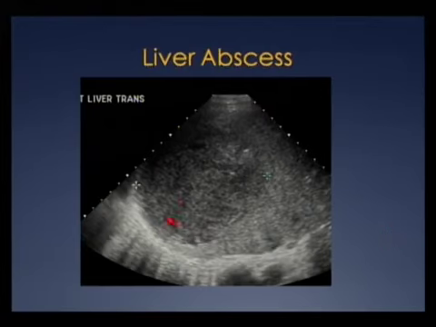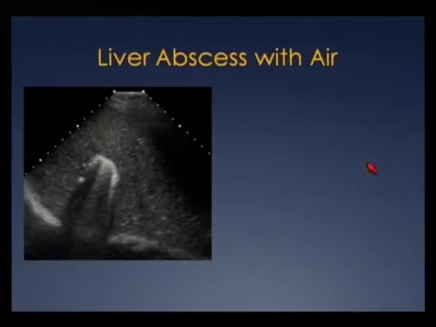This is the right lobe of the liver, and this is a patient who has a large, complex hypoechoic lesion. Doppler did not really add anything to this case. We have diffusely increased through transmission, so this is not a solid lesion. This was shown to be a liver abscess in a patient who also was very sick.